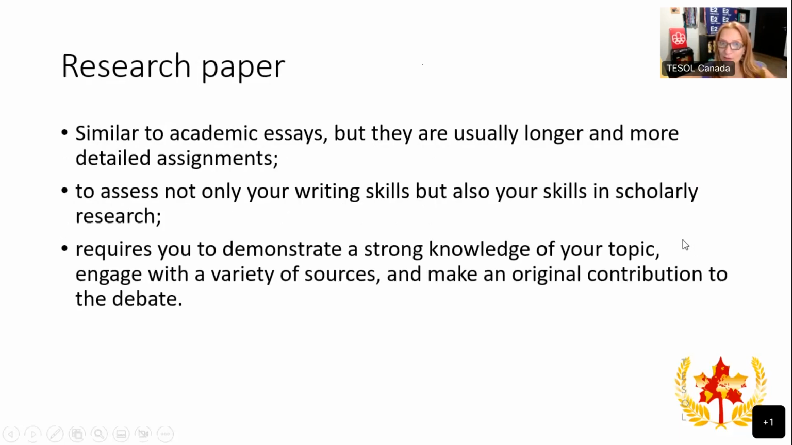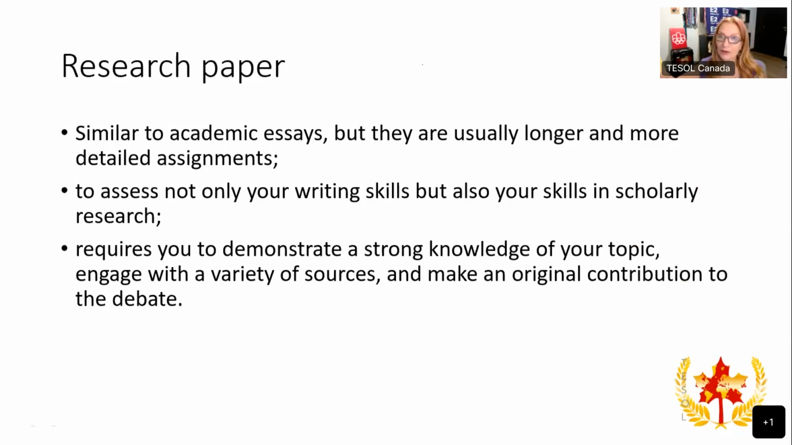It is already valuable. Now, it is similar to an essay. However, it is longer, and in this case, you must cite your sources. In the essay, you don't need to cite sources. It will assess not only your writing skills, but also your skills as a researcher. Are you able to support your point? Are you able to bring relevant information that will support your thesis statement?